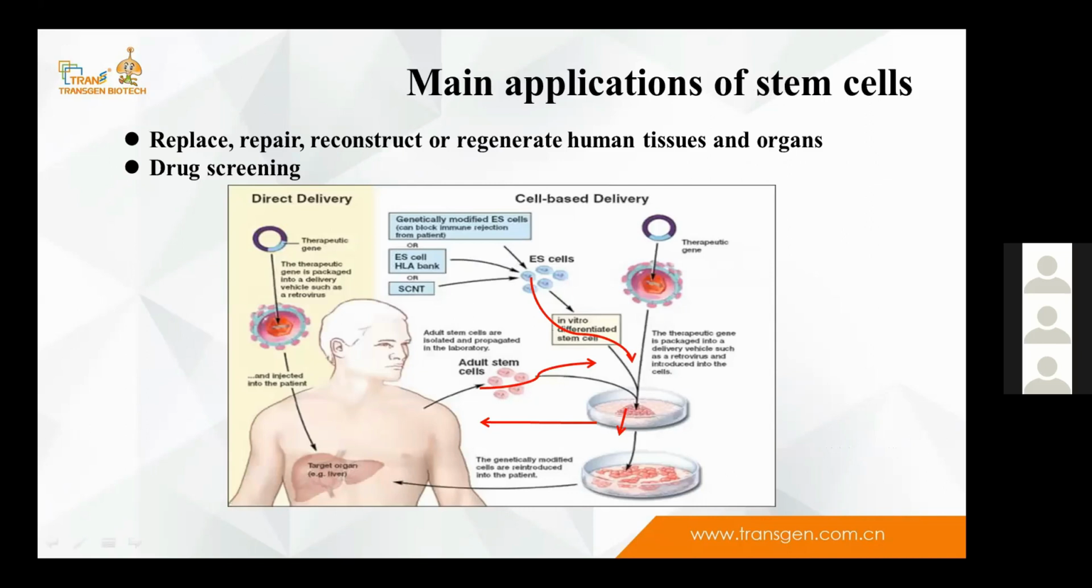The main application of stem cells is to replace, repair, reconstruct, or regenerate human tissues or organs. Human tissues and organs are a very far aim of the applications. But nowadays we can already create some tissues in in vitro systems. So maybe not far away we will replace human tissues by in vitro systems. Also, the other one is drug screening. In drug screening, we can use stem cells instead of animal experiments to do the drug screening. So it shows results that are more sensitive and more efficient.